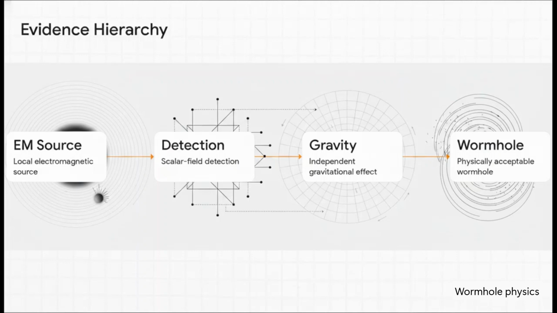Step 1 is building a local electromagnetic source. Step 2 is successful scalar field detection. This is exactly where Kevin L. Brown's proposed experiment lives. We're at the very bottom of the ladder, looking up. Only if we pass Step 2 can we even begin to search for Step 3, an independent gravitational effect. And way up at the top, Step 4, is our science fiction dream, a stable, traversable wormhole. Extraordinary conclusions only arrive after the ordinary, methodical steps beneath them survive rigorous attempts to prove them wrong.